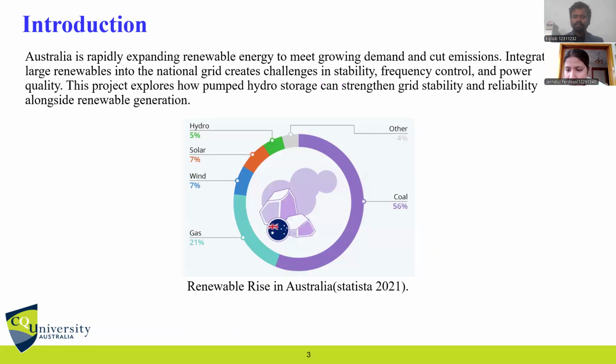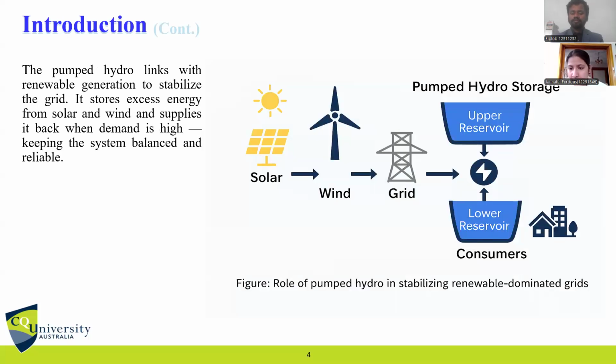Here's the introduction. Australia's power system is rapidly transitioning to renewables like solar and wind. But the challenge is maintaining grid stability because renewable output fluctuates with weather and the time of the day. So here in the picture, we can see that the use of renewable energy is increasing day by day. So that's where we need the pump hydro storage.